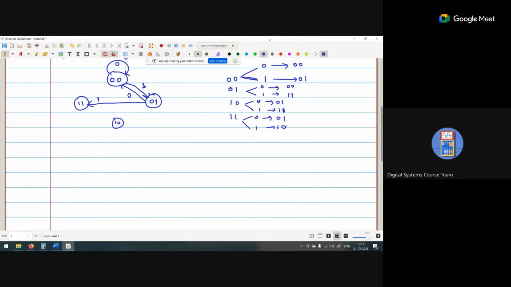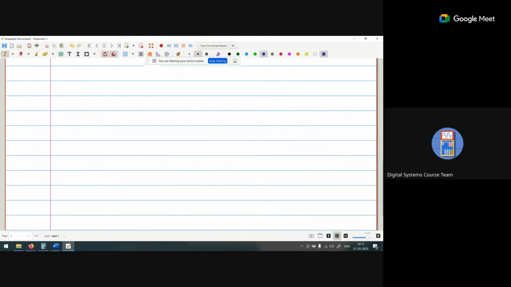1 0 0 becomes 0 1, and 1 0 1 becomes 1 1. Okay, and 1 1 becomes 0, 0 becomes 0 1, 0, and 1 becomes 0. Okay, so for example, any particular FSM, finite state machine, will be available. On the basis of this one, we can design this type of state matrix.